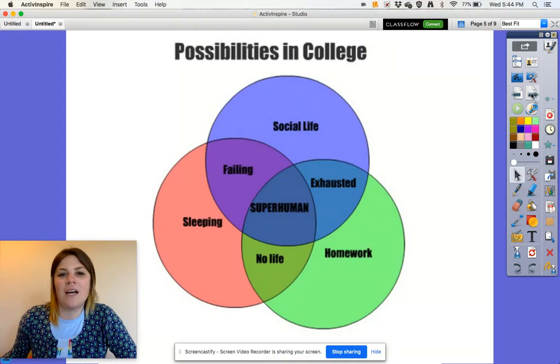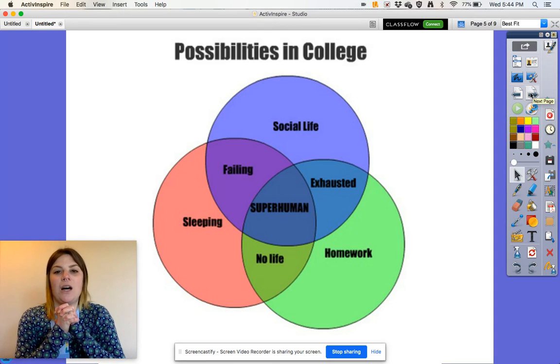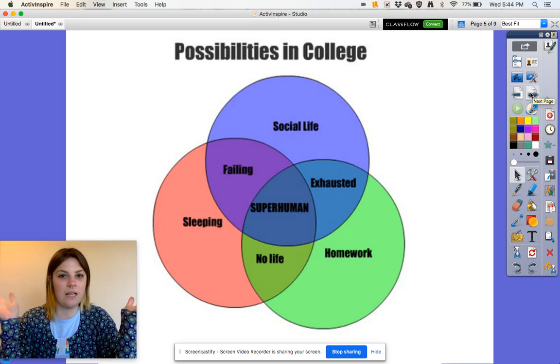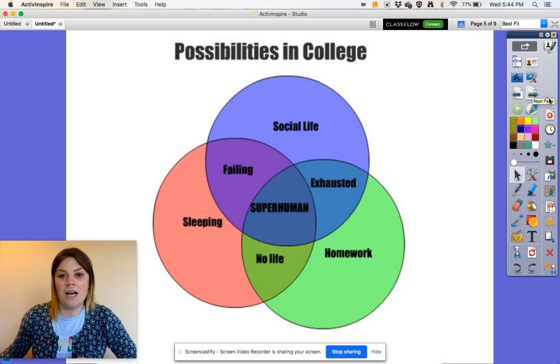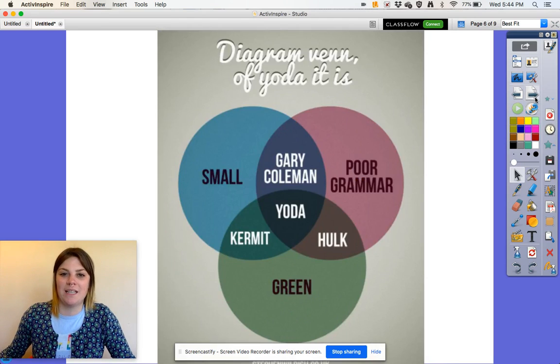And then I think we have one or two more. So here's possibilities in college, and I think this could be applied to any time in life, trust me. Homework could be replaced with work, any kind of work. So the big idea here is that you're never going to be able to have a good social life, get all your work done, and get enough sleep. There's just not enough time in a day.